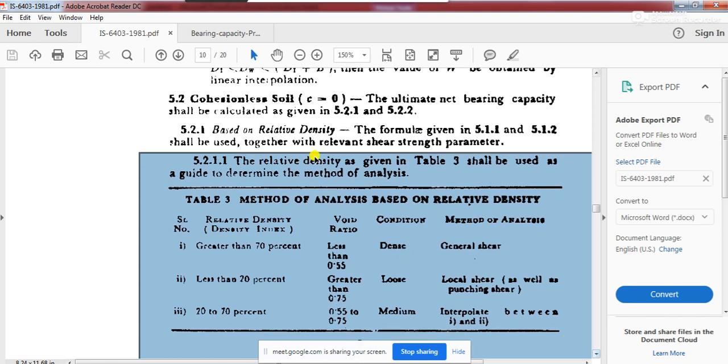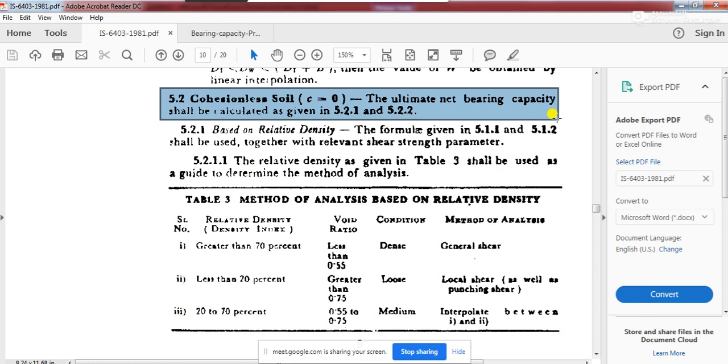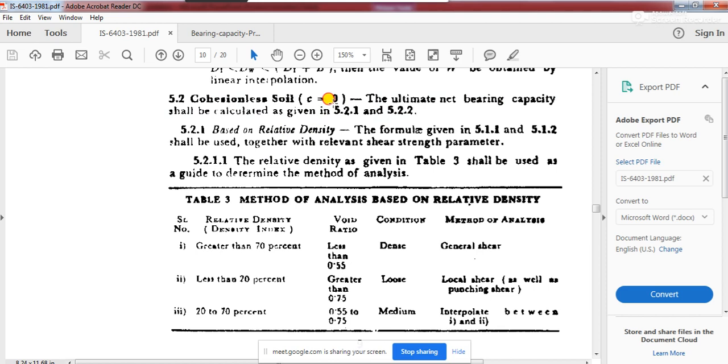So what is a cohesionless soil? There was a doubt. The code is also saying cohesionless soil means C should be equal to 0. So if you want to find out the ultimate net bearing capacity for a cohesionless soil, in case of a purely sandy soil, you can calculate based on 5.2.1 and 5.2.2.